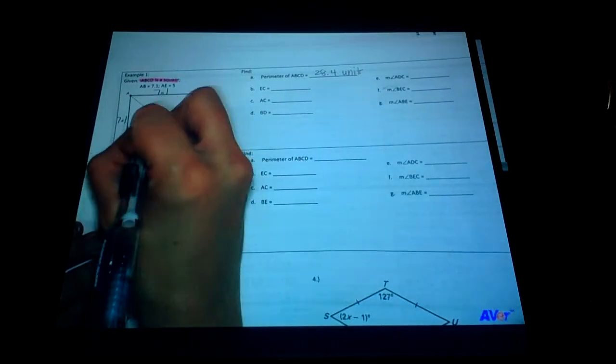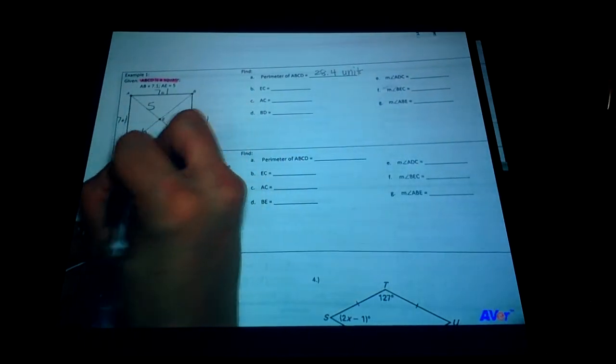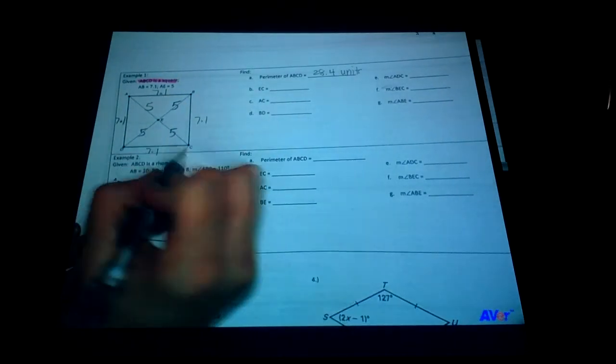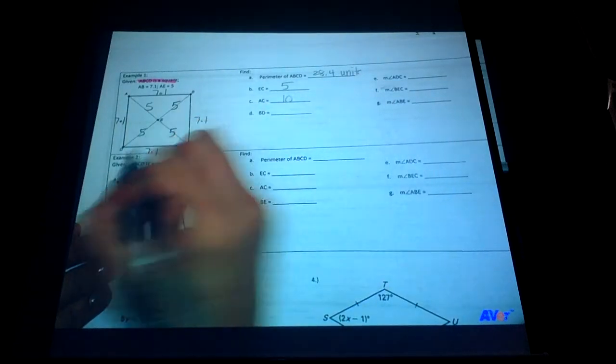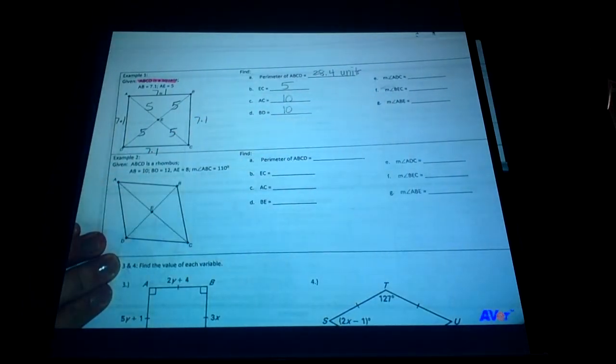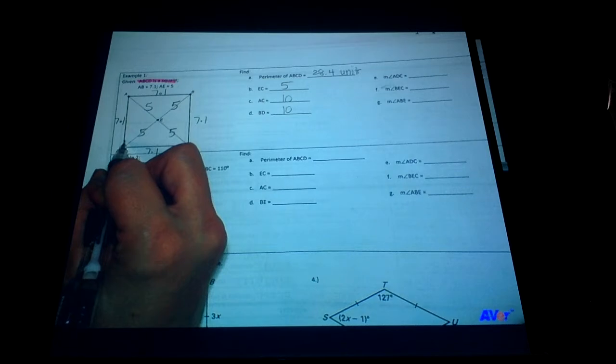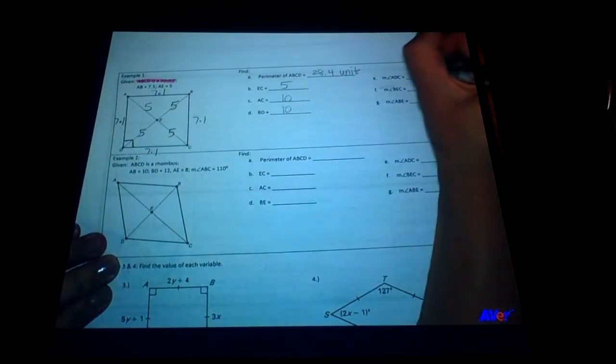Now AE is 5, and that means that all of these segments of the diagonals are 5. So EC is 5, then AC, the whole thing is 10. BD, that whole thing is 10. My angles here, angle ADC, that's a right angle, it's 90 degrees.